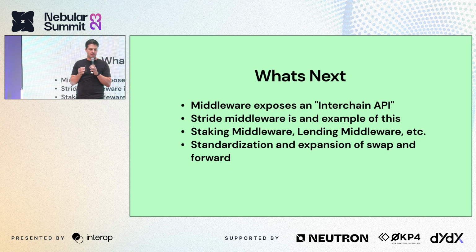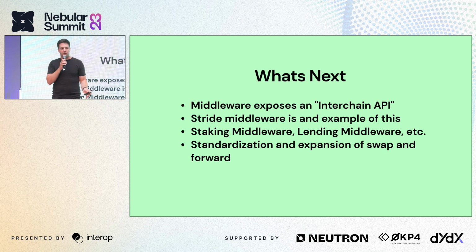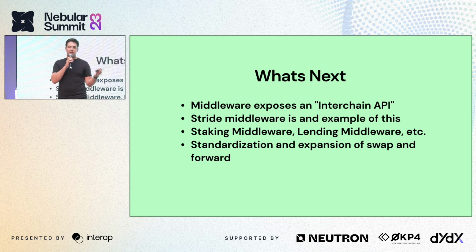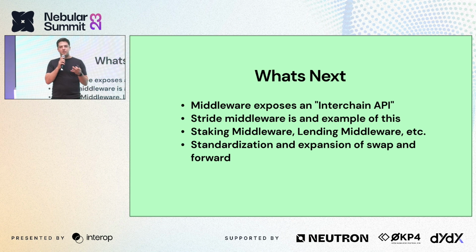So what's next? I was talking a little bit earlier about how Interchain Accounts exposes this Interchain API. I think there's a lot of other middlewares that need to be built to help enable this composability. As applications are bootstrapping and building their code for the first time, try to think about this: what functionality does your application want to expose via IBC?